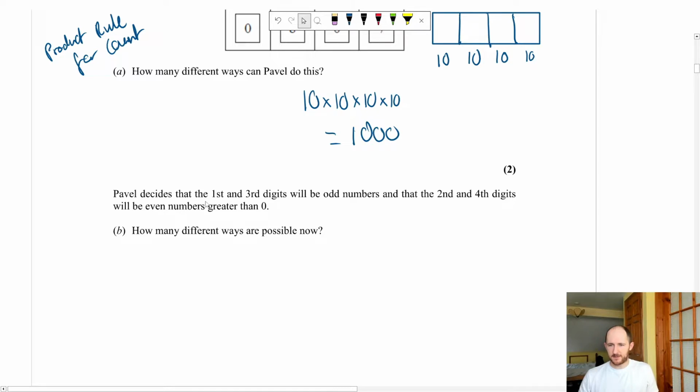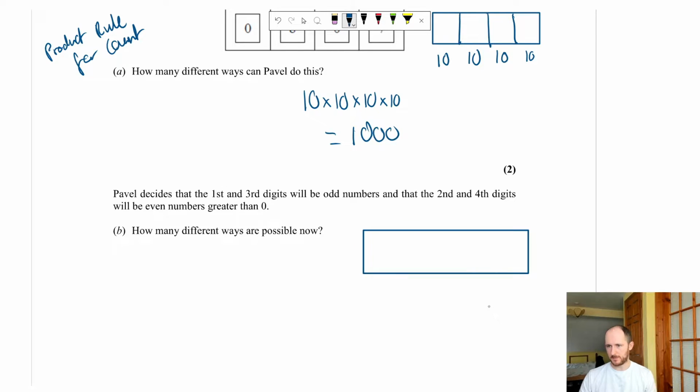Now, Pavel decides that the first and third digits will be odd numbers and that the second and fourth digits will be even numbers greater than 0. How many different ways now? Well, again, I would always draw this little bar model. Made it a bit bigger this time so it's a bit easier to see. And think about how many different numbers can go into each slot.